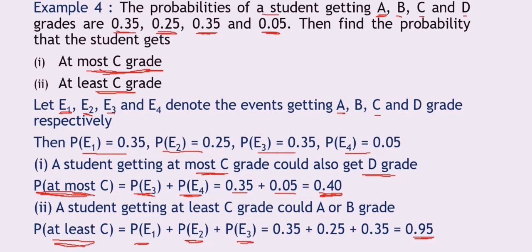So this student is at least this much bright that he will not fail at all. The chances of him failing are very, very less. 0.95 means 95% chances he will at least score a C and he will pass the exam.